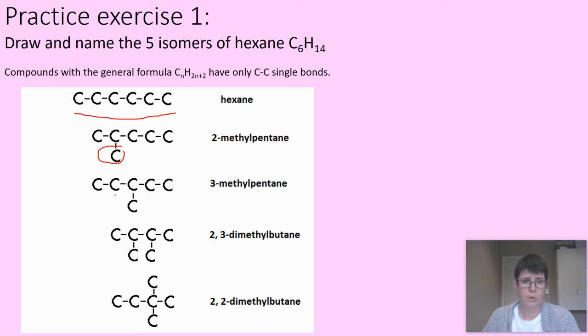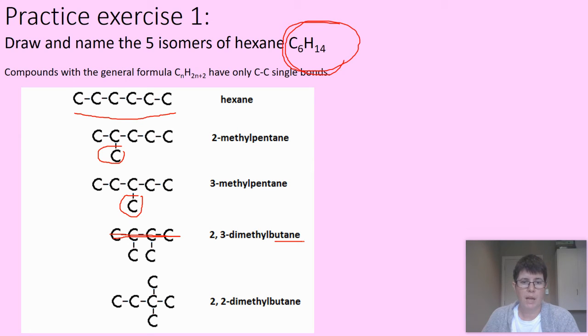Or we could put the methyl group on carbon 3. So then we've got 3-methylpentane. So those are isomers of each other. Okay, then we can shorten the chain. We've got butane. We still need 6 carbons, 1, 2, 3, 4, 5, 6. We could put the methyl groups off these ones here, and the longest chain is 4.